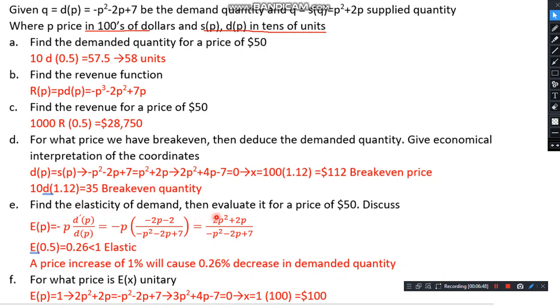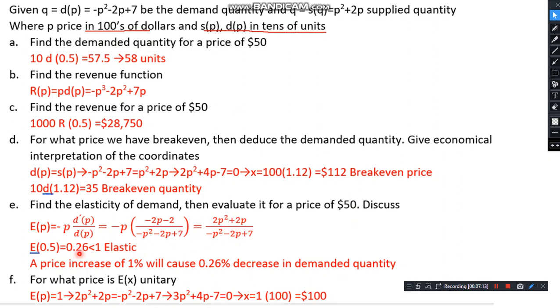E, find the elasticity of demand. So E(P) is minus P times D prime of P over D of P. D prime here is minus 2P minus 2, times minus P over D(P). So here you can multiply the minus P into the numerator. It will be 2P squared plus 2P over this one.